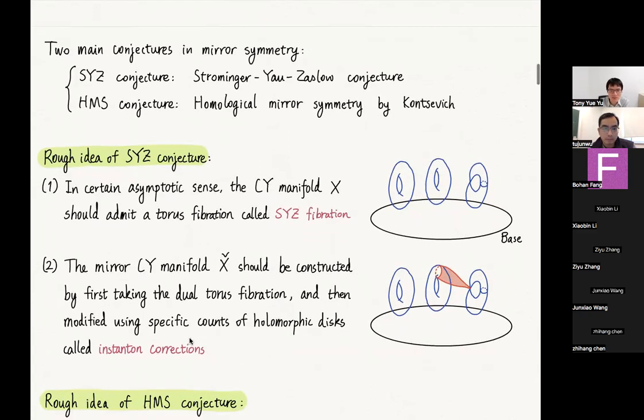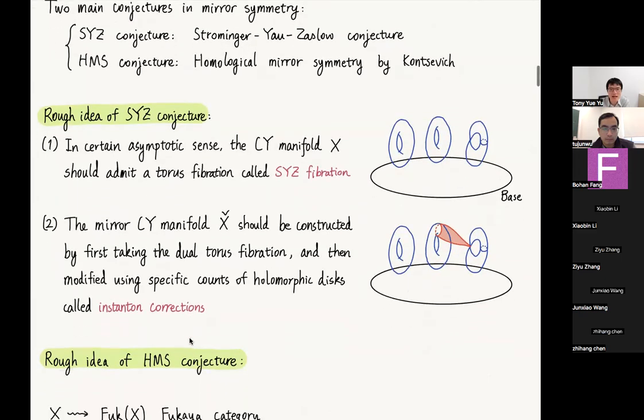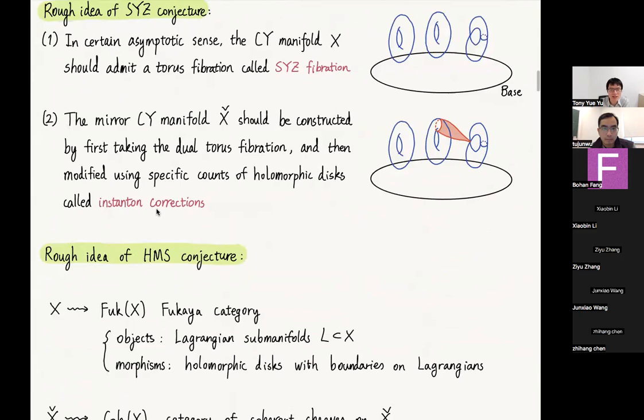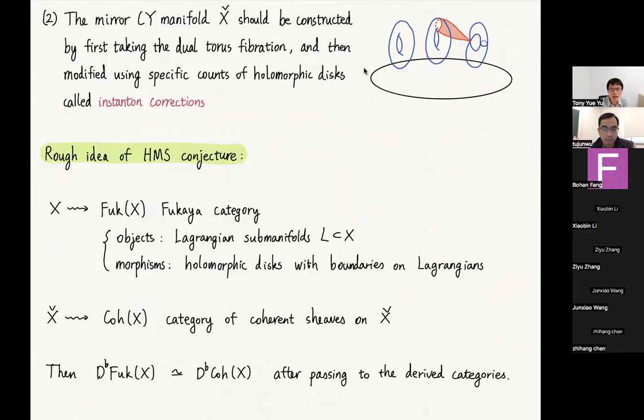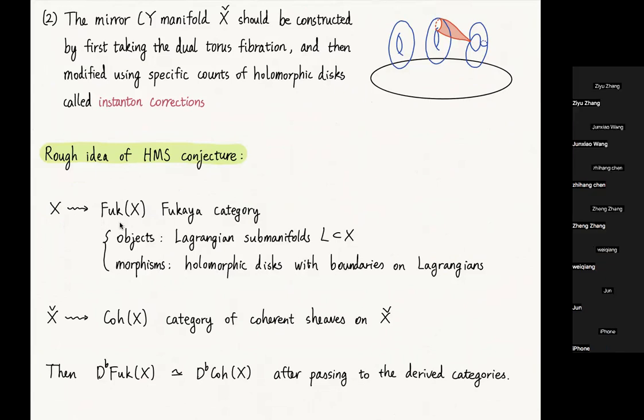And next, let me review the other big conjecture in mirror symmetry, this HMS conjecture. So you can think of the SYZ conjecture as a conjecture about the geometric aspect of mirror symmetry. Then the HMS conjecture is a conjecture about the algebraic side of mirror symmetry. In particular, for this Calabi-Yau pair, it associates to the pair some algebraic invariants.